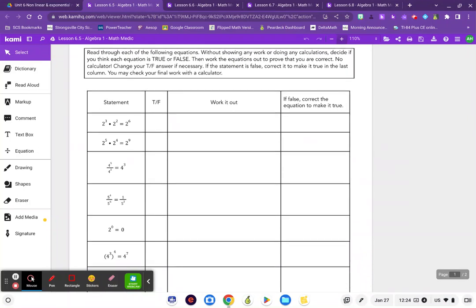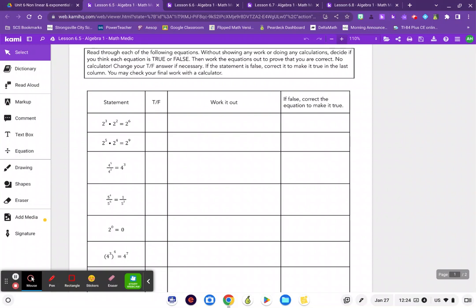It says, read through each of the following equations. Without showing any work or doing any calculations, decide if you think the equation is true or false. Then work the equations out to prove that you are correct. No calculator. You can change your true-false answer if necessary. If the statement is false, correct it to make it true in the last column. You may check your final work with a calculator.